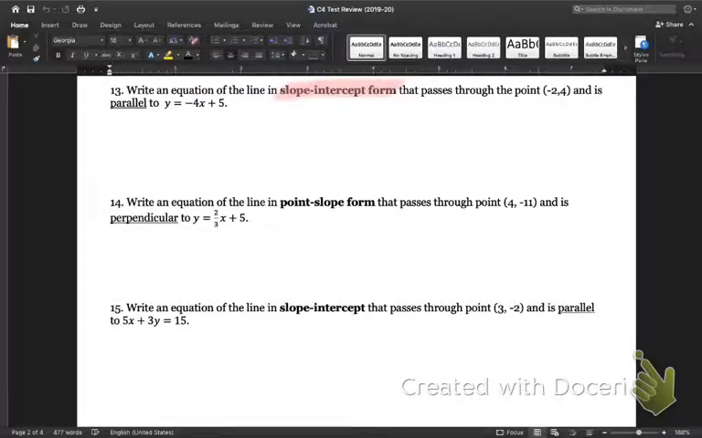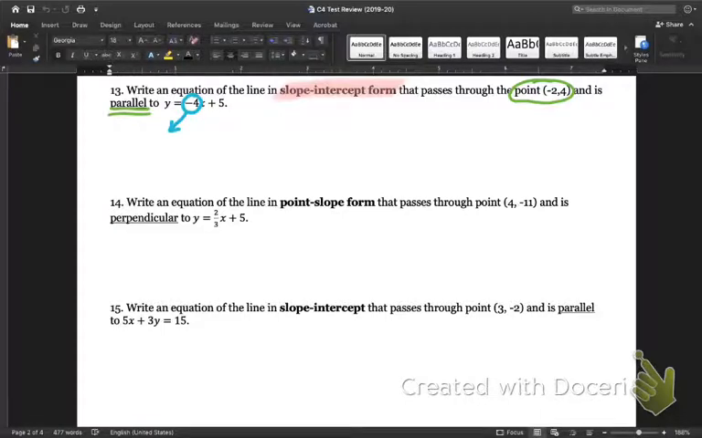Now, for most of these problems, we're not going to be able to go right into that, and that's okay. So let's take it step by step. We know the point that we're given for this new equation of a line, and we have a line it's parallel to. All right, so essentially we're going to steal the slope from this line. So -4 is the slope of that line.